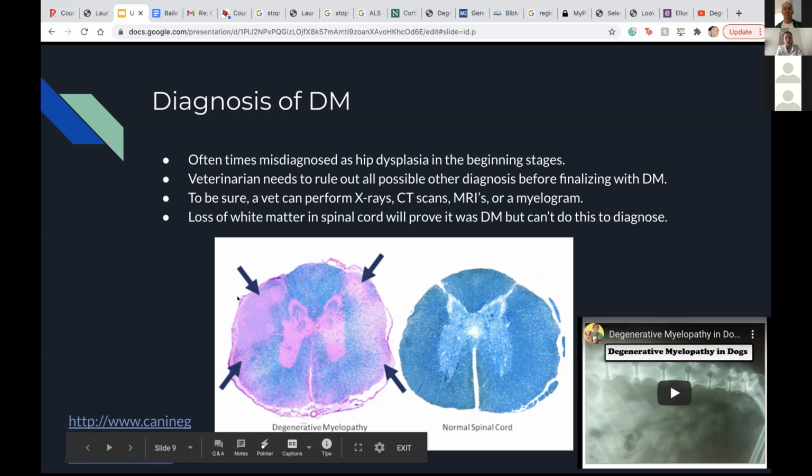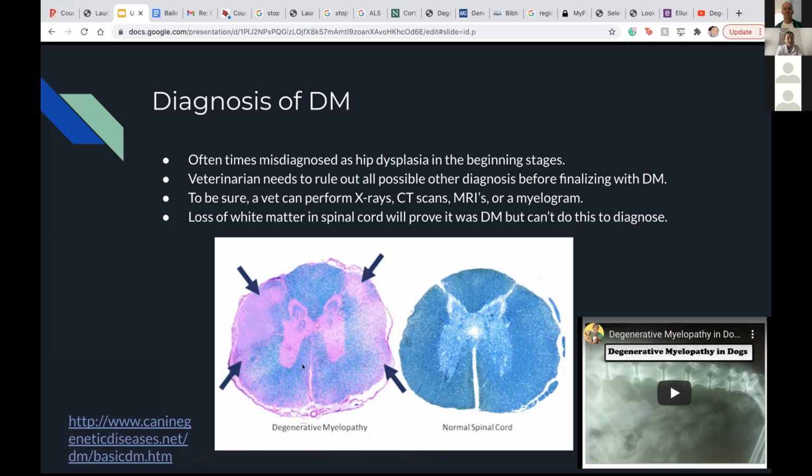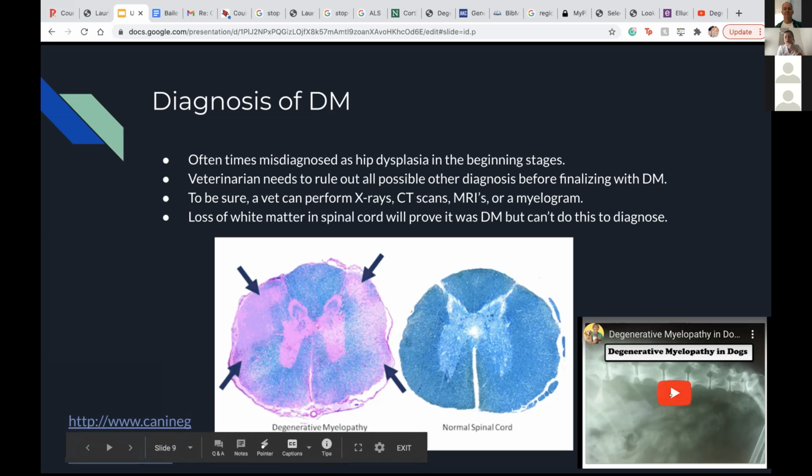And then here's another photo of the loss of the white matter in the spinal cord. This can prove a dog had DM, but obviously you can't use this to prove a dog has DM, if you know what I'm saying, because you can't splice open a spinal cord while the dog is alive. But after the dog passes, you're able to look at that, and you can see all that pink area is that degenerative white matter. And I have another short video.